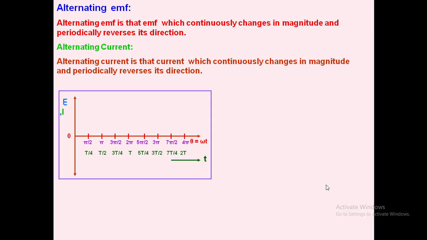Now, whenever you want to represent alternating EMF and alternating current, we have to choose an equation which represents the displacement of both current as well as EMF, which we have learned in our waves and oscillation topic in class 11. Now you can see how it is going to vary. The magnitude is going to change continuously with respect to time and it reverses its direction periodically.